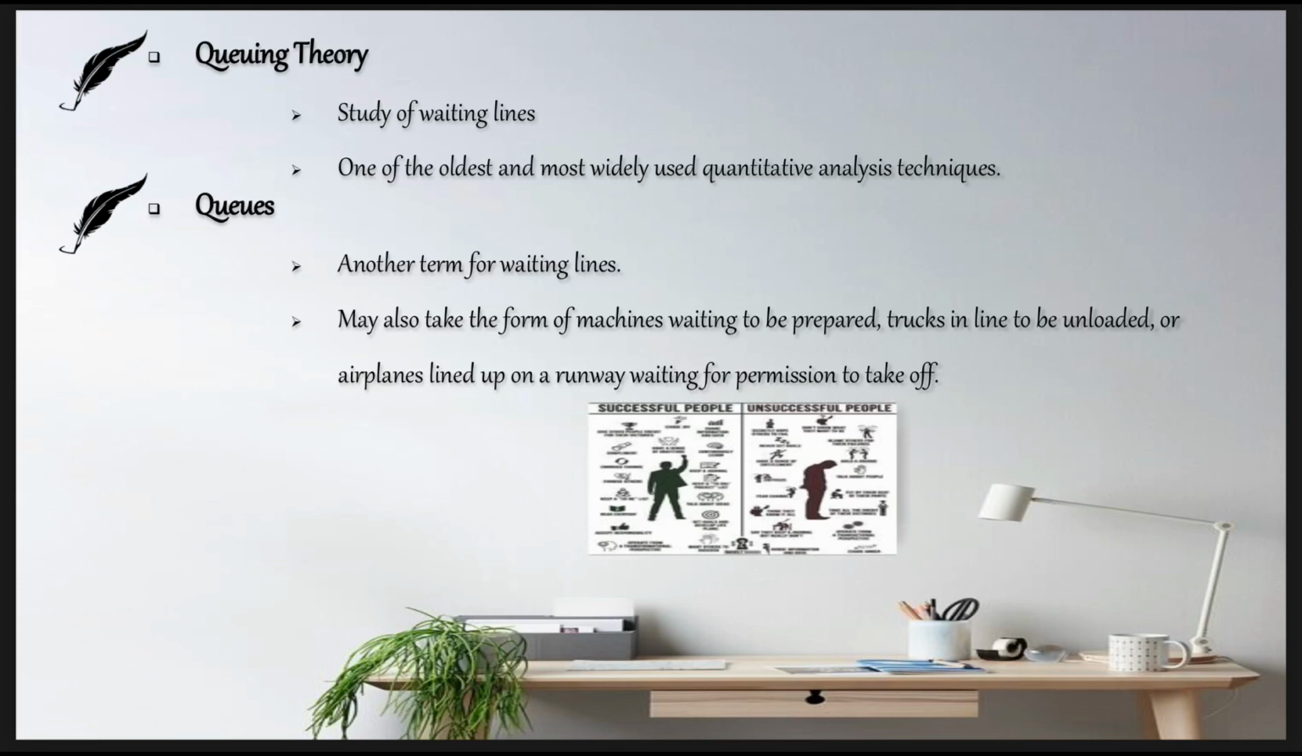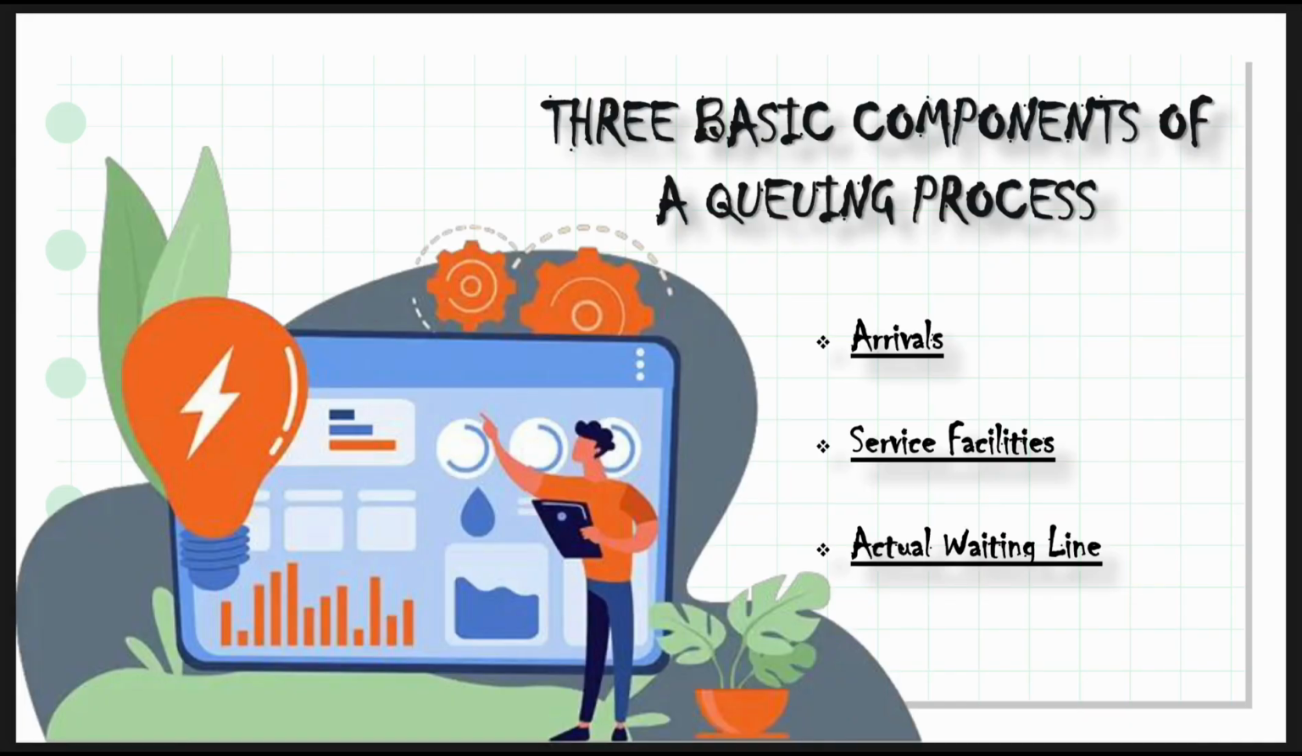Now, since our queuing models or queuing systems are about analyzing how customers receive a gratifying service, we have here the so-called three basic components of a queuing process. So what are they? There are three. First is the arrivals, then the service facilities, and the actual waiting line.